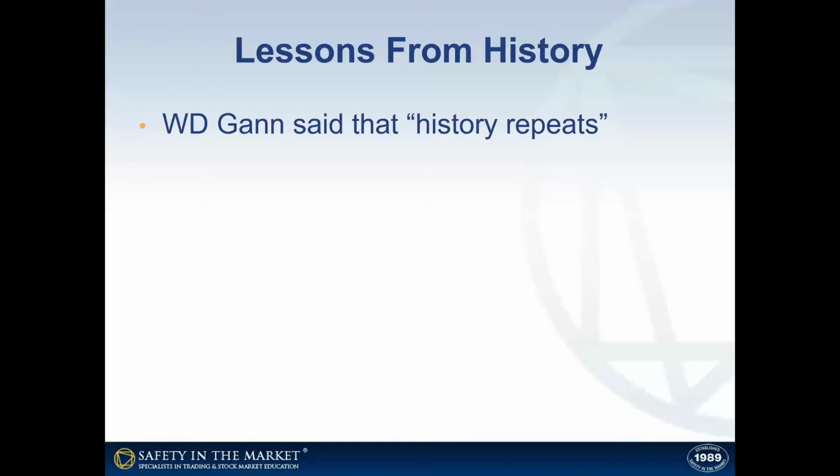And that's a phrase that gets thrown around a lot. Whenever people see a pattern repeating or something going on, they'll say, oh yeah, history repeats. But Gann actually meant it. He said history literally repeats because human nature doesn't change very much.